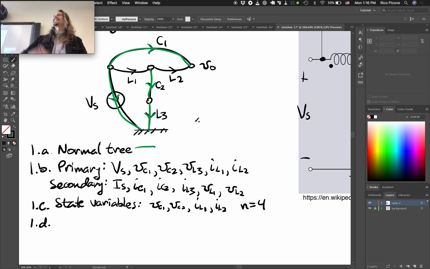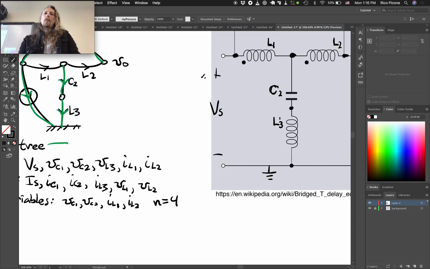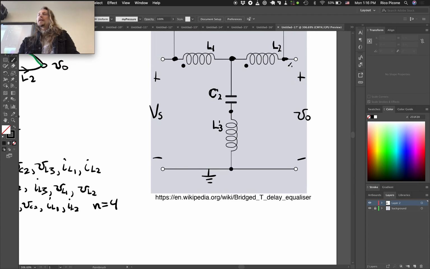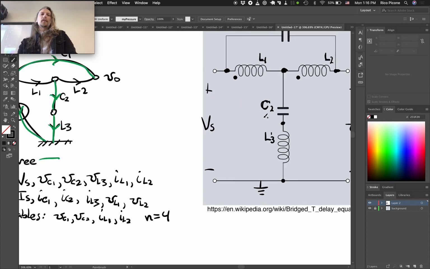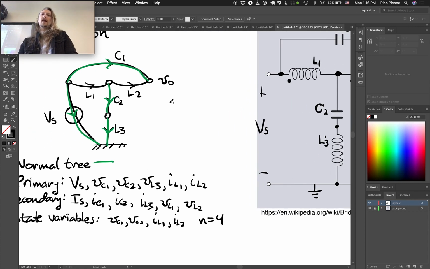Great. What's going on with V naught? Is that a node? It's a node. That's the output voltage that we're interested in. So at the end, when we write the output equation, we're going to want to write an equation for V naught. That's why I drew it up there. Finding the state equation has no relevance to that. At the end, when we write our output equation, that's when we're going to want to know what V naught is.